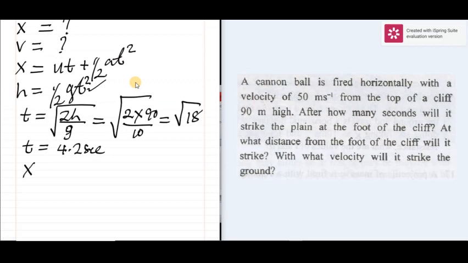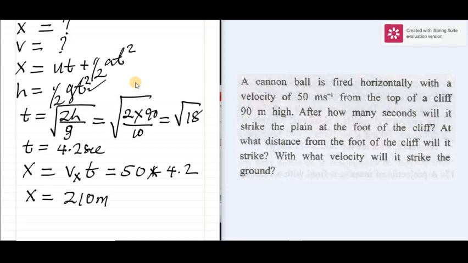X, the range, can be obtained by the expression Vx, the initial velocity, times time. The initial velocity here is 50 from the question, and the calculated time is 4.2. That will give us the horizontal distance, the range, of 210 meters.